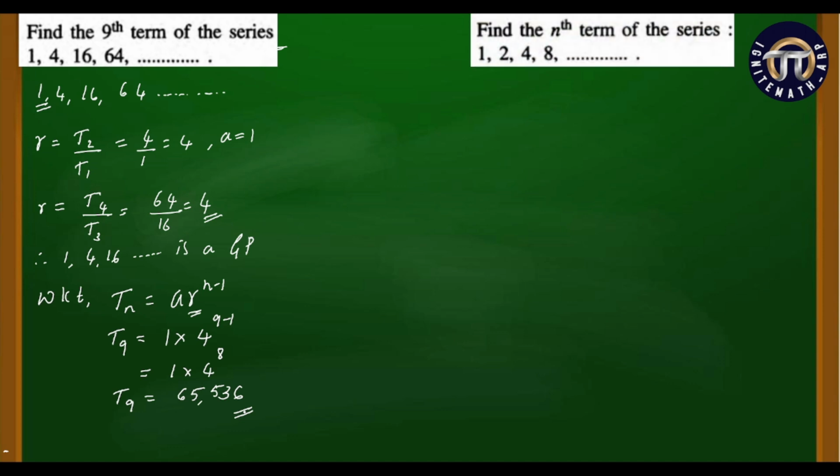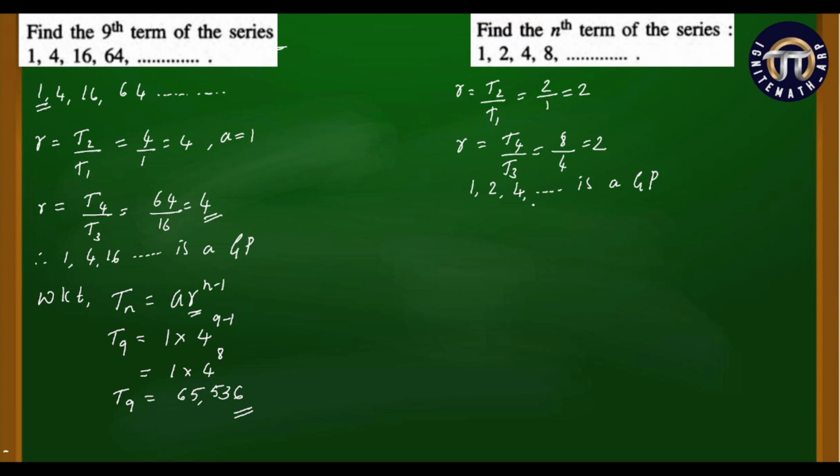Find the nth term of the series. So again I need to confirm whether it is a GP or not. So R is equal to T2 by T1. I need to find out the ratio between the successive terms. So 2 by 1 is equal to 2. R is equal to T4 by T3. So that is 8 by 4 is equal to 2. So I can say that 1, 2, 4, 8 is a geometric progression.